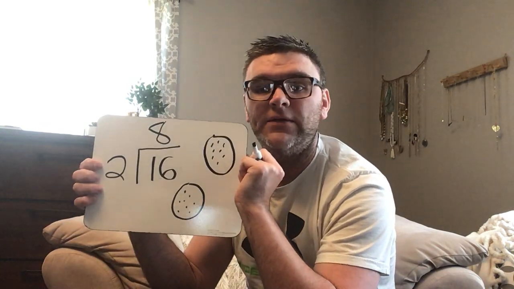And then I count how many are in each circle. 1, 2, 3, 4, 5, 6, 7, 8. Make sure it matches. 1, 2, 3, 4, 5, 6, 7, 8. There's my answer. So I divided that 16 into two groups, and I get 8.